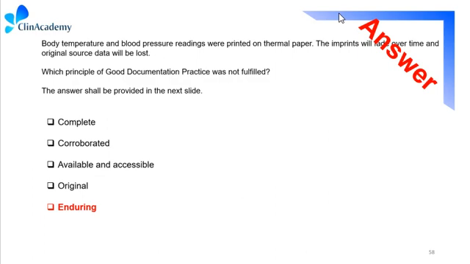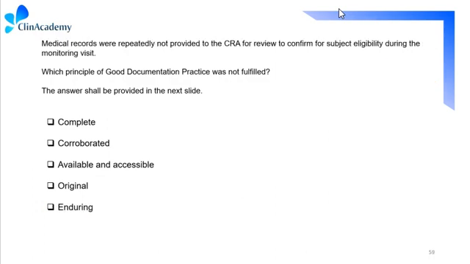Yes, it is enduring because the data can fade over time. In order to overcome this, normally the sites will make a photocopy of the blood pressure and the body temperature readings from the thermal paper, and the photocopied document will then be signed and dated by the investigator as certified true copy. Both the original and the certified true copy should be attached together into the subject's records.